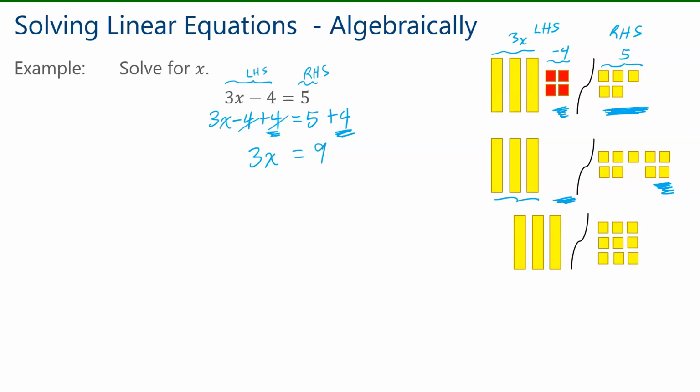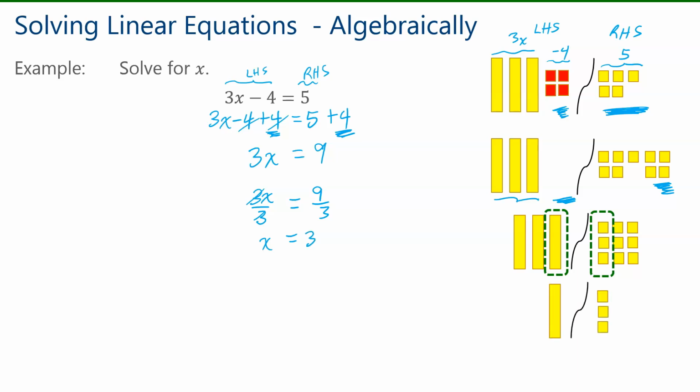We have not yet isolated one variable tile, but we have strategically grouped what we have left so that it should be fairly obvious that one variable tile corresponds with 3 unit tiles. Symbolically, this is the idea of taking our 3x, which means 3 times x, and instead of multiplying by 3, we have to divide by 3. And what I do to one side, I do to the other. 3 divided by 3 gives us 1, so we just have 1x, and 9 divided by 3 is 3. As we see with our algebra tiles, x equals 3.